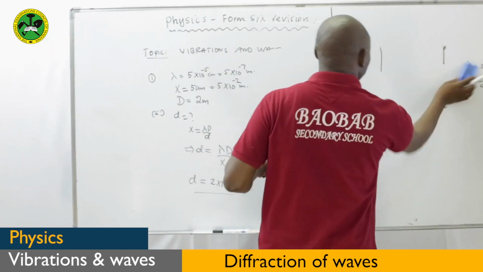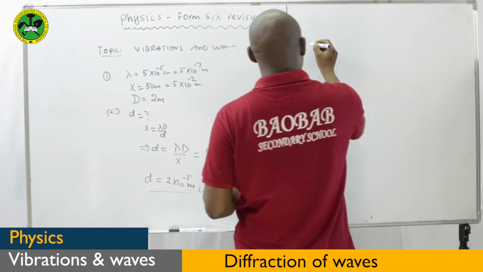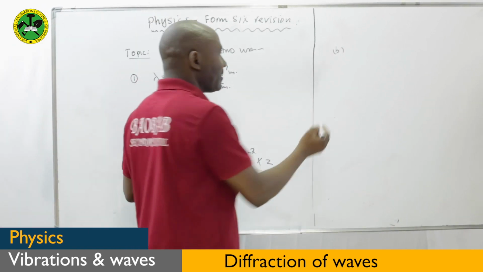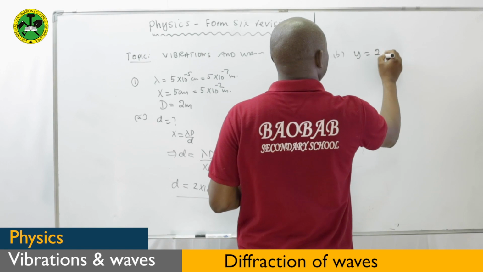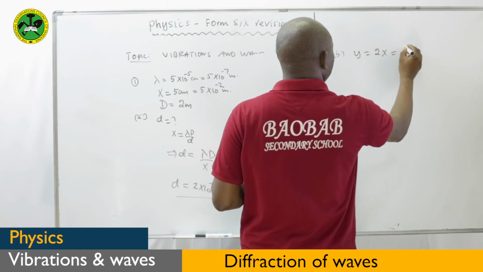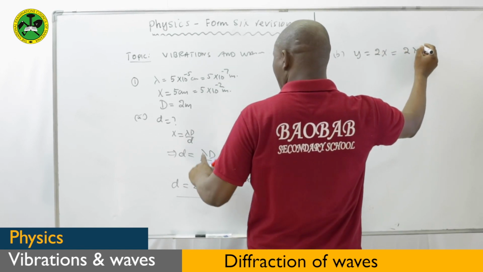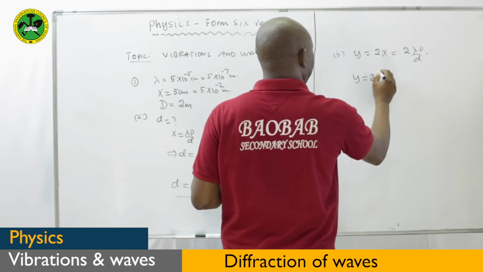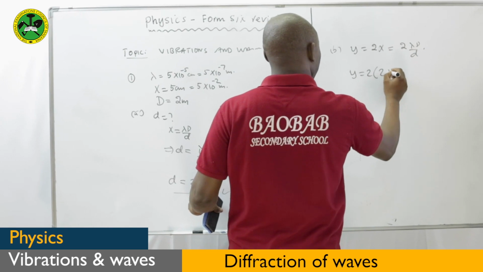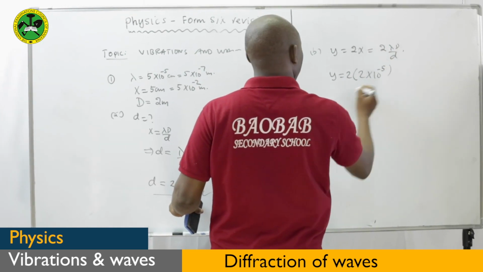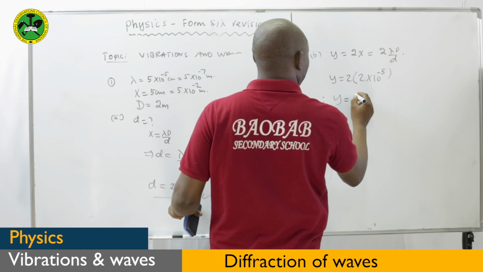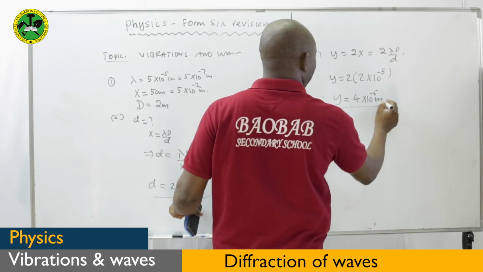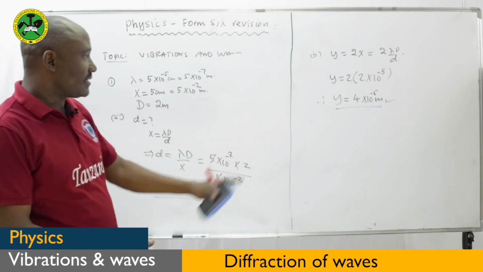Part B, you are told to find how wide the central maximum is, the width. You know that it's given by 2x, which means 2 lambda D capital over small d. So this is 2 times 2 times 10 negative 5. This gives us 4 times 10 negative 5 meter. This is the width of the central maximum.